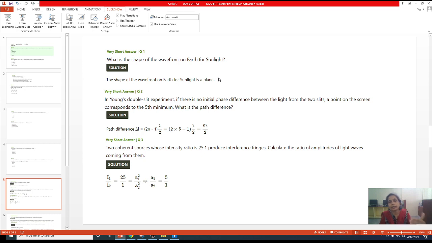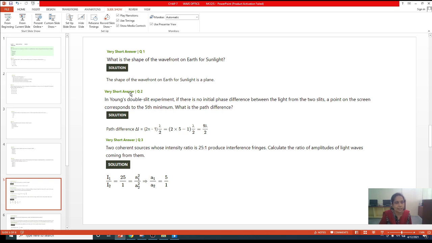पहिल्यांदा आपल्याला सनलाईट पासून ऑफकोर्स काय मिळतोय? स्पेरिकल वेव्हफ्रंट मिळतोय. परंतु पृथ्वीवर येऊस्तोवर जो काही सनलाईट आहे, it is in the form of a plane wavefront, because plane wavefront is at an infinite distance.